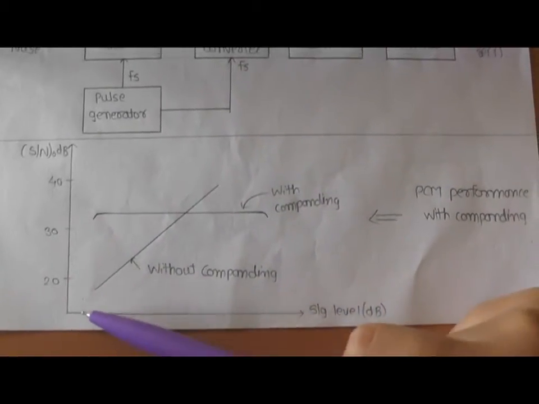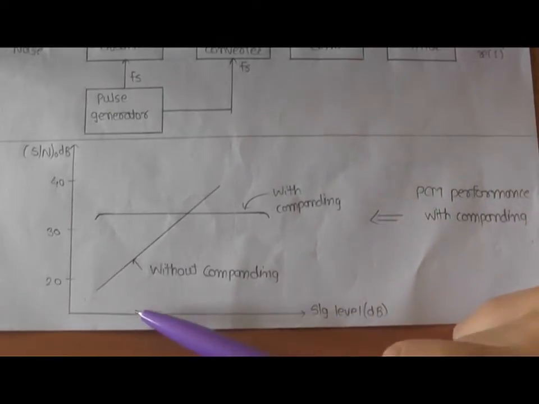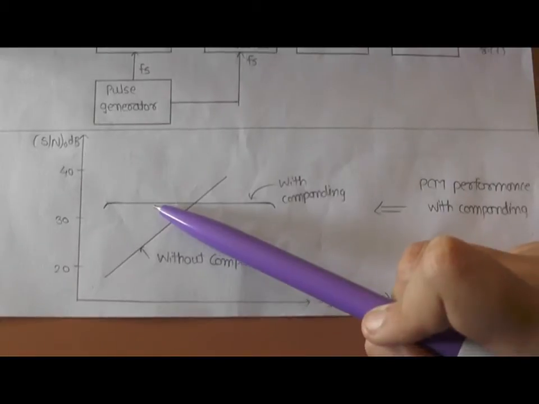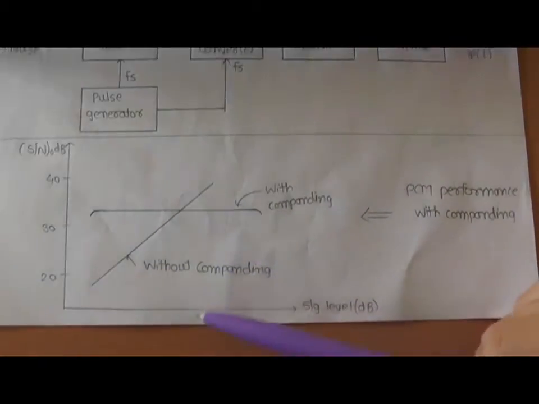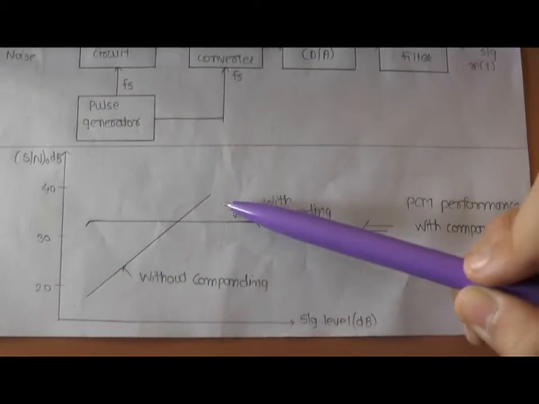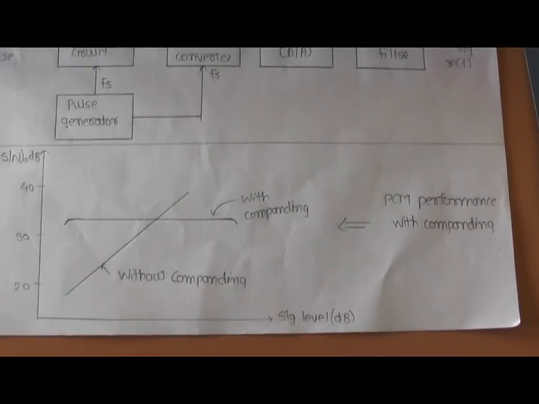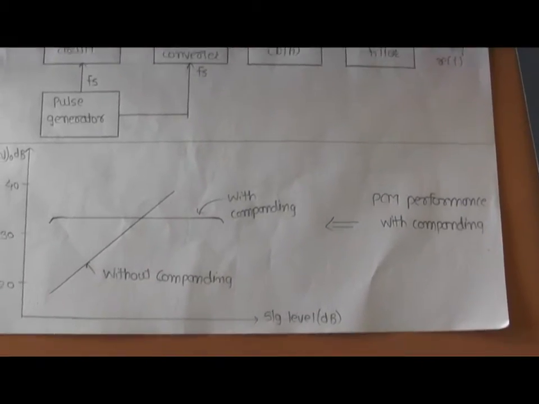We can see when the input signal level is low, the compounding expands or amplifies the signal, and when the input signal voltage level is high, the signal is attenuated or compressed. This complete process is known as compounding, and thus in compounding the SNR is maintained constant in spite of the change in the input voltage.